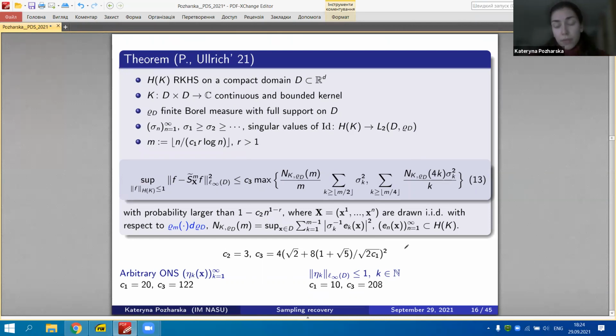So we managed also to write down explicit values of our constants, and for an arbitrary orthonormal system, we have this 20 and 122. So in this arXiv paper they differ slightly, but here you see the improved constants. And for an arbitrary orthonormal system, this n of m tilde, this Christoffel function, behaves like 2m minus 1. So we have 20 here, and for uniformly L infinity bounded by 1, we have it without the 2. We have just m minus 1, so we have 10. And respectively, we can write down the C3 for both cases.